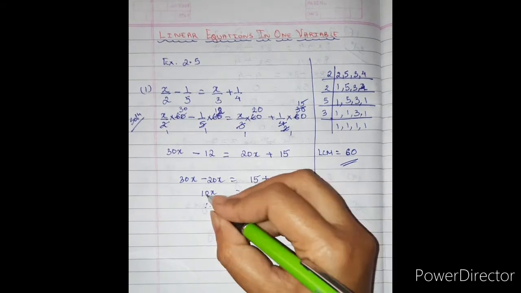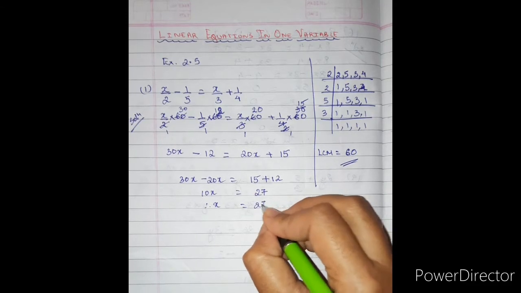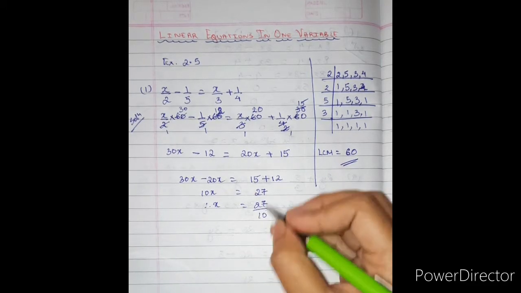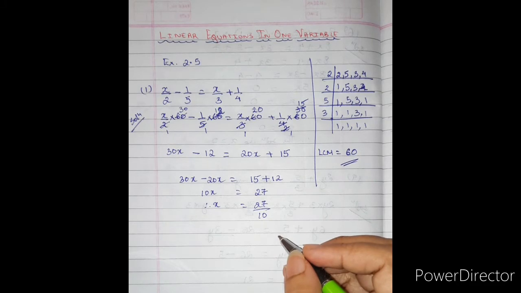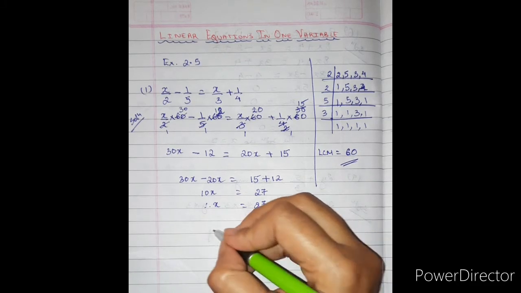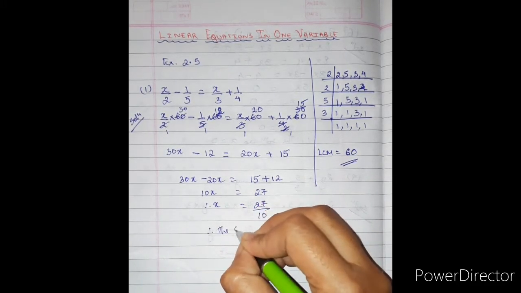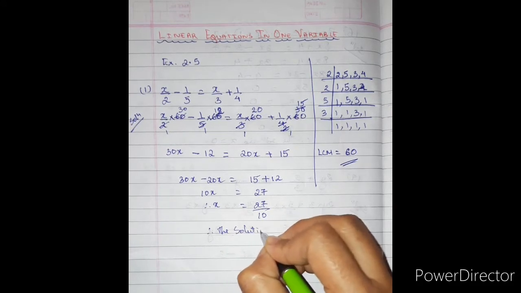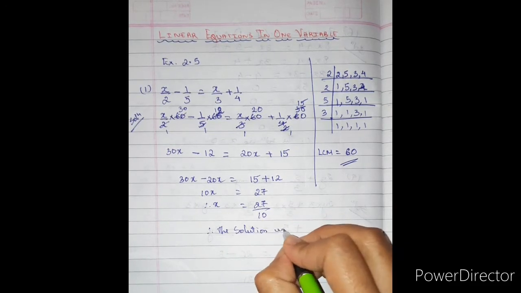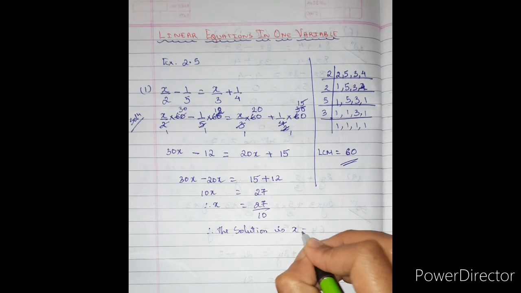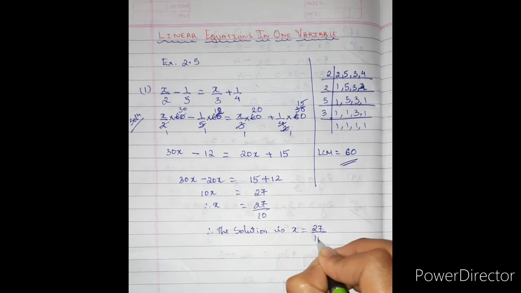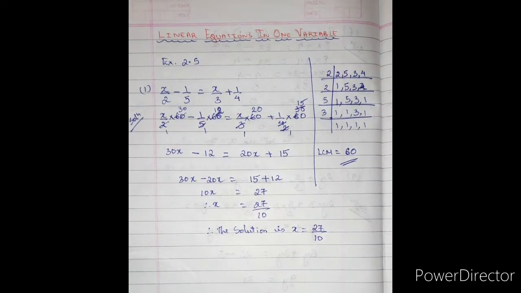Now remove the 10 which is multiplied. It will be divided on the other side. You cannot solve further. 27 upon 10 is the answer for the variable. Therefore, we will write the solution: x is equal to 27 upon 10. Let's go to the next one.